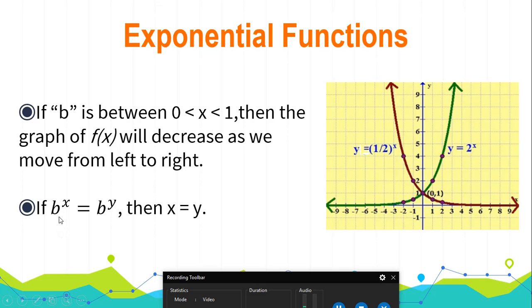If you have 2 identical bases, so the value of b, your growth factor, is the same, then you can simply set the exponents equal to each other and then solve them if they are an equation.